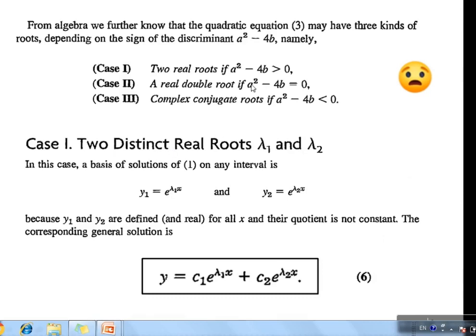Okay, for case number one, when a square minus 4b is more than 0, now I have two distinct real roots, lambda 1 and lambda 2. In this case, a basis of solution of 1 is y1 equal to e lambda 1 x and y2 equal to e lambda 2 x.